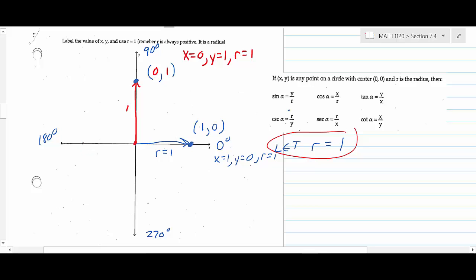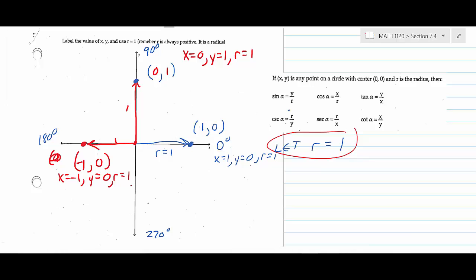Okay, now you go to this point. Okay, we're now at 180. So again, the radius is 1. So what would this point be? Be careful with your signs. It'd be -1 because you're going to the left, and then 0. So in this case, you would have x is -1, y is 0, r is 1. Now see, that's what you got to know to find the trig functions. You got to know what x, y, and r are. Okay, so that's how you figure it out.